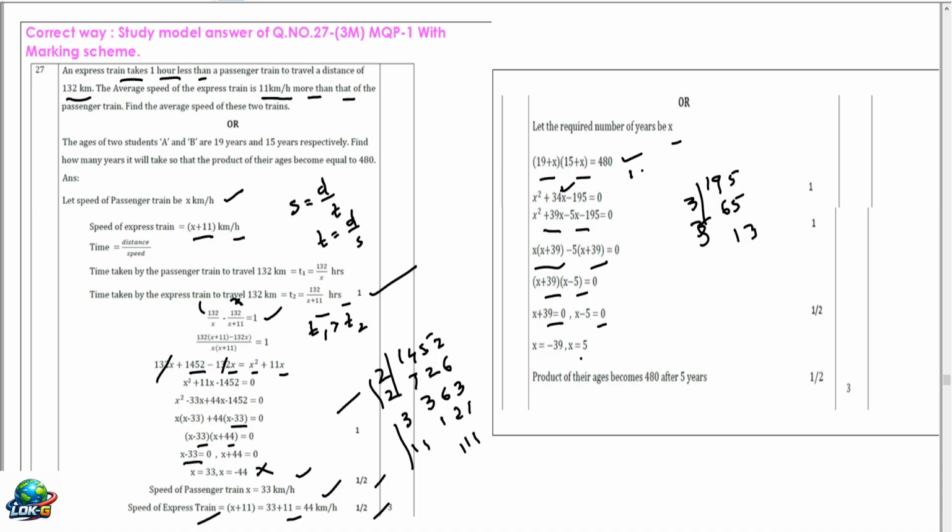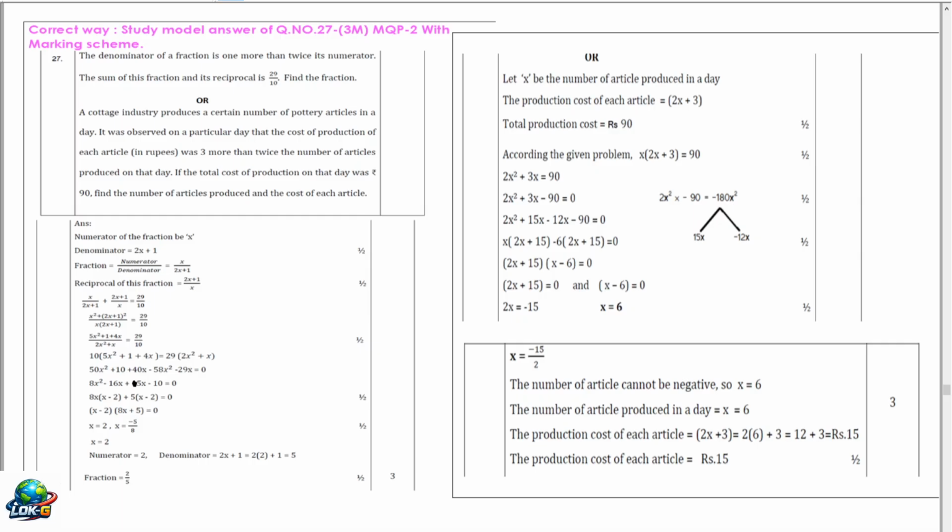Equate them to 0. x is equal to 5. You cannot take negative value. Therefore the product of their ages becomes 480 after 5 years. Thus you get 1 mark here, 1 mark here, half and half marks, 3 marks you can score easily. Next, 3 marks question.